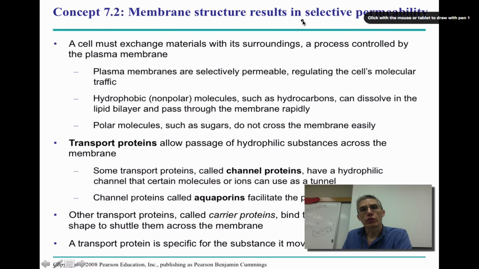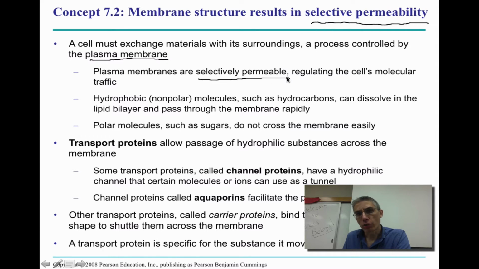So membrane structure is going to result, as we had said earlier, in selective permeability of that membrane. A cell must exchange materials with its surroundings, which is going to be controlled by that plasma membrane. So they're going to be considered selectively permeable, basically regulating the cell's molecular traffic. Now the hydrophobic or nonpolar molecules, for example, such as hydrocarbons, can dissolve in the lipid bilayer and pass through the membrane pretty easily, in other words, very rapidly. The polar molecules, on the other hand, for example, such as sugars, don't have it quite as easy, and so they need a little bit of help getting across the membrane.